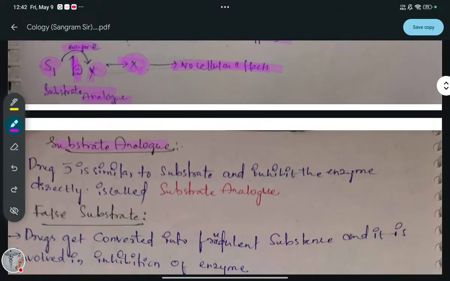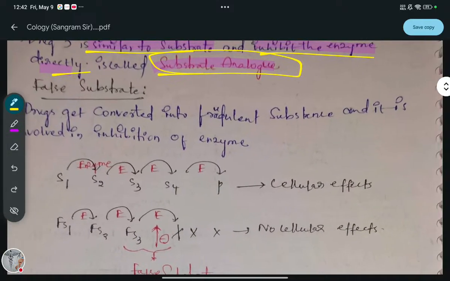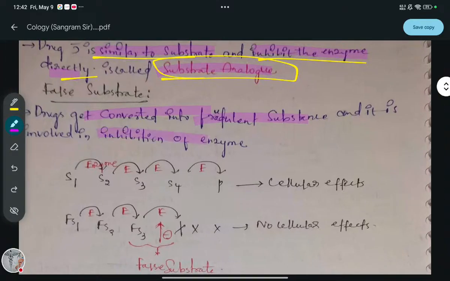A drug which is similar to the substrate and inhibits the enzyme directly is called a substrate analog. Next, what are false substrates? False substrates are drugs that get converted into a fraudulent substance, and it is involved in the inhibition of the enzyme.